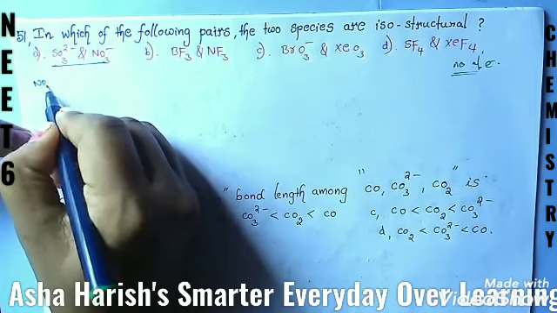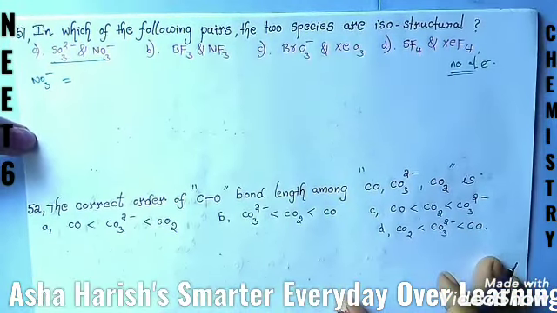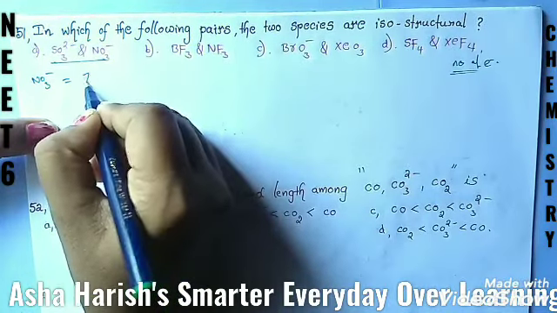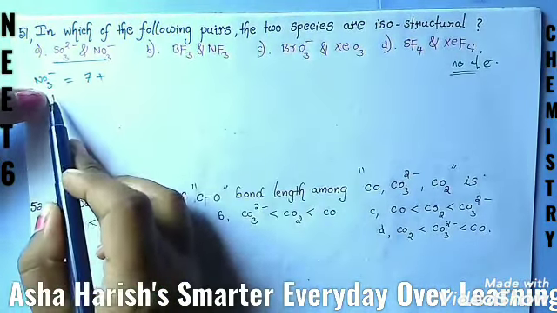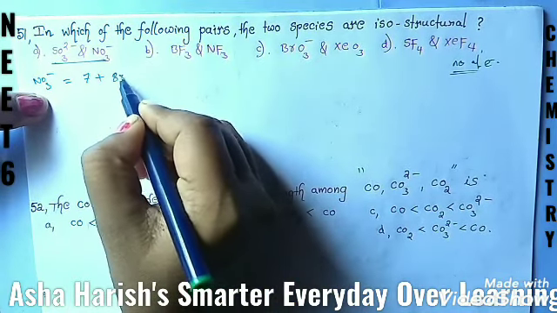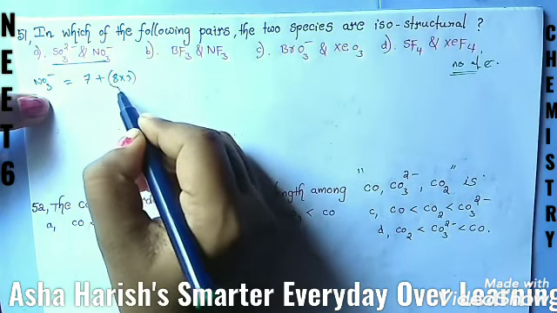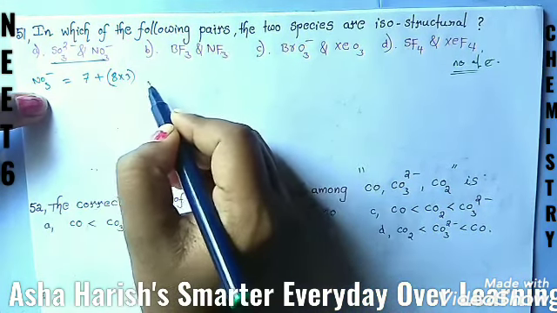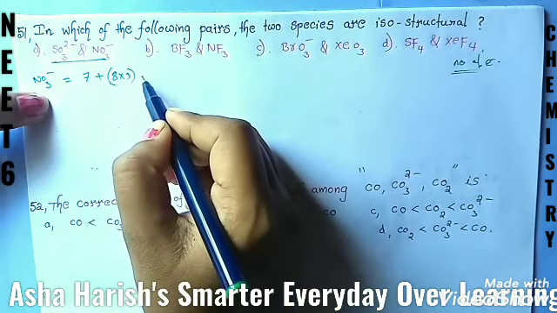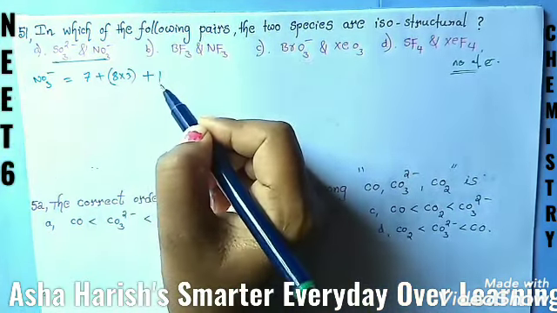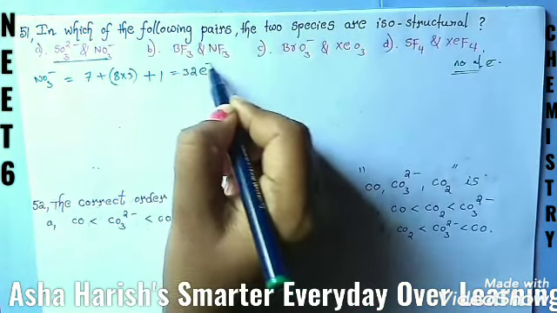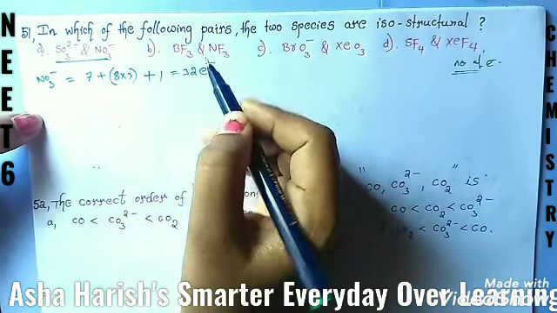Here for NO3-, we have to find out the number of electrons. For nitrogen, 7 electrons, plus here 3 oxygens, and for oxygen 8 into 3. Why? Because the atomic number of oxygen is 8. That means 8 electrons are present. And here an anion is present, so plus 1, that means addition of 1 electron. Then the total is 32 electrons for NO3-.